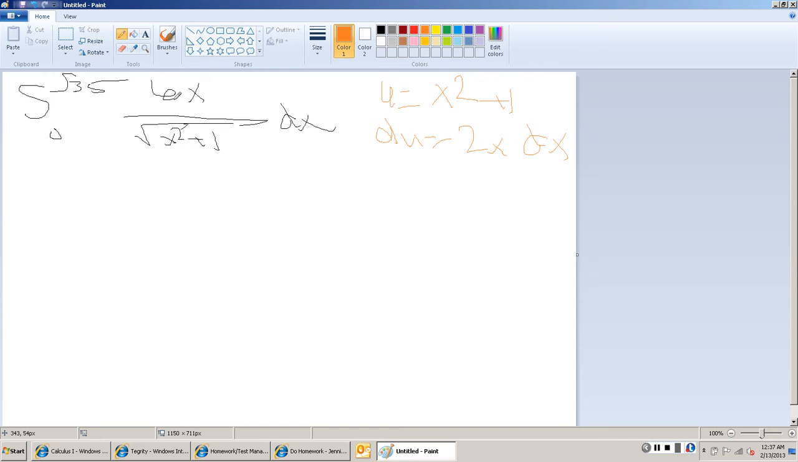Now I need a 6x here, so I'm going to times both sides by 3, so it's just some basic algebra, so that I get that 3 du is 6x dx. So here, what I've done is this part works for this, and this part is this, so that I can simply put these through.